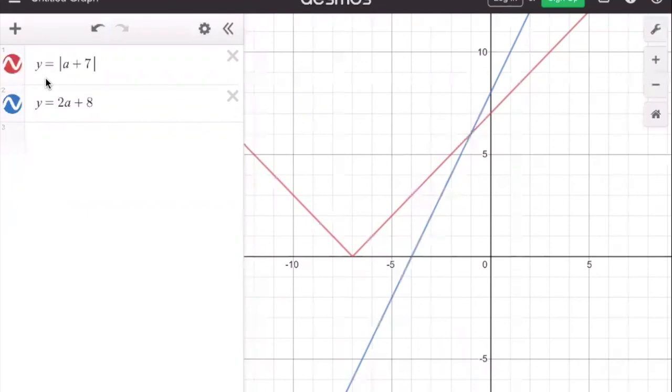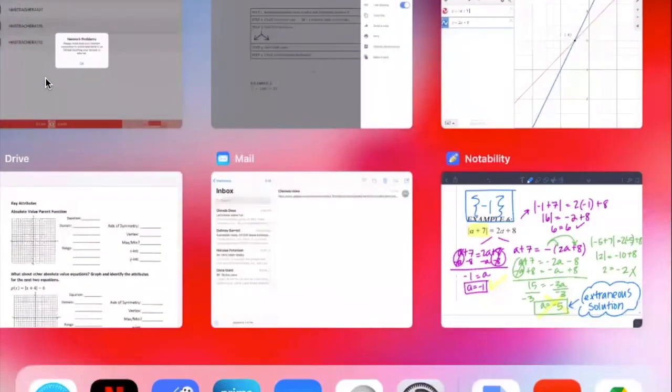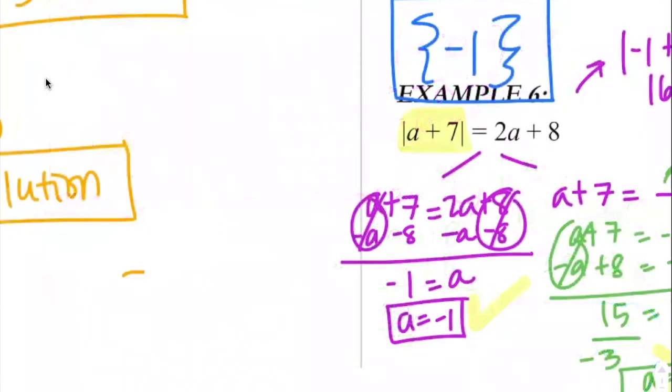We want to find out when these two values are equal. So you see that they only touch once, right here. And if I tap that again, we see that it's at the point (-1, 6). So at an x value of -1, both sides of your equation would equal positive 6.